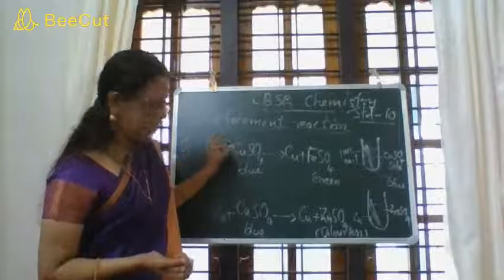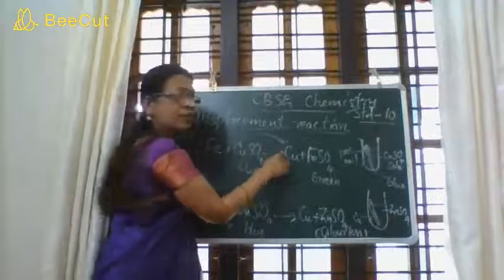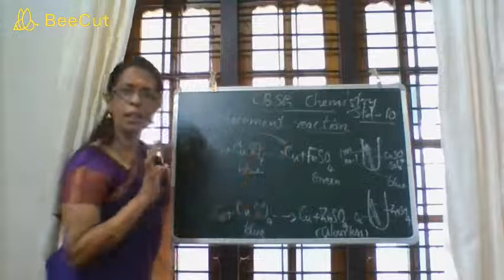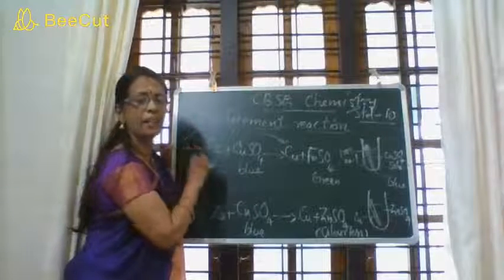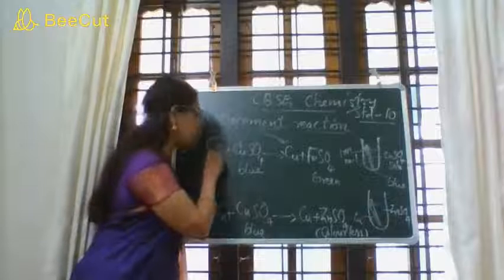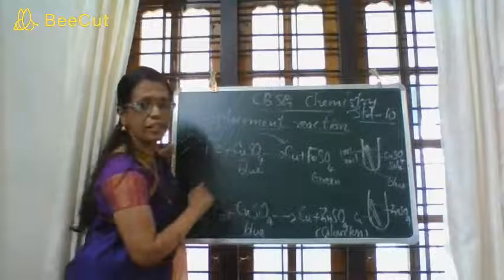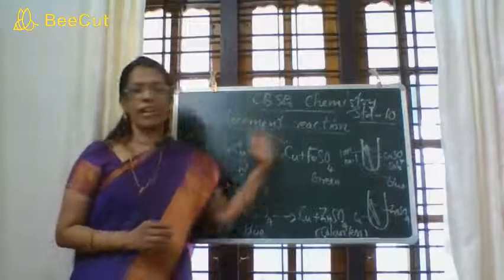This copper is removed from this position and it is going out. That is, iron displaces it; it pushes the copper out. Iron pushes the copper out. That is, iron displaces the copper. This is a displacement reaction. Iron takes the place of copper. That is why it is called a displacement reaction.